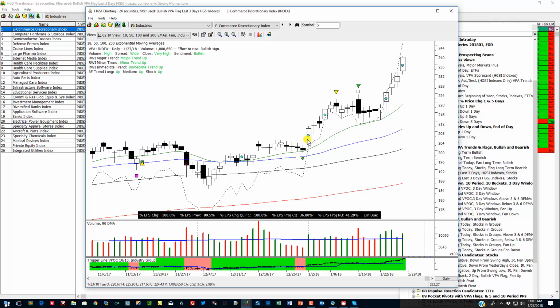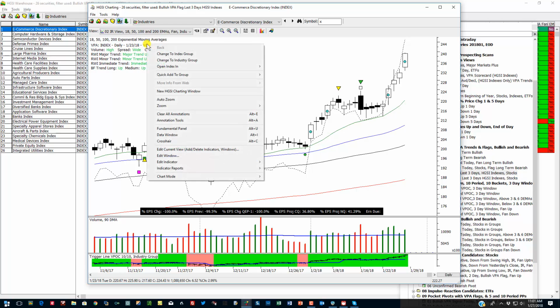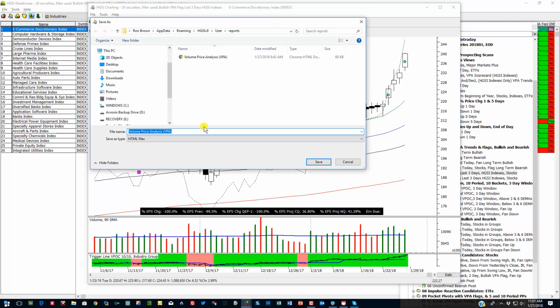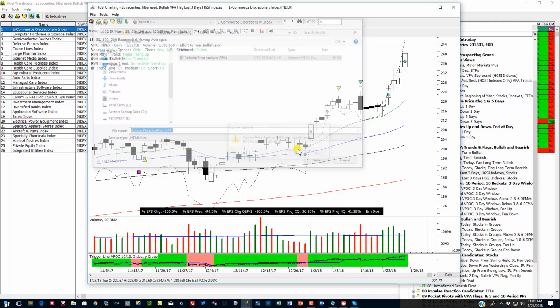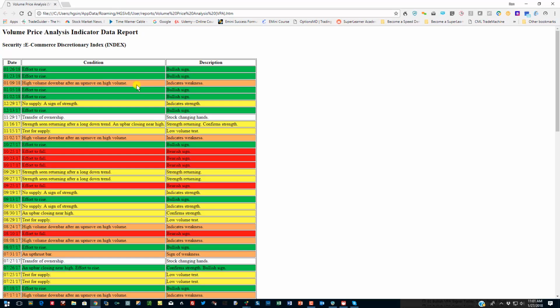So the indexes can be used, or you can screen on the indexes for VPA flags, pocket pivots, a variety of things. Now this is something that a lot of people probably don't even know about. If you go to indicator reports and select volume price analysis VPA, I just overwrite my original HTML view. What it does is it goes through that chart and it tells you what the VPA flags were and the date they occurred.